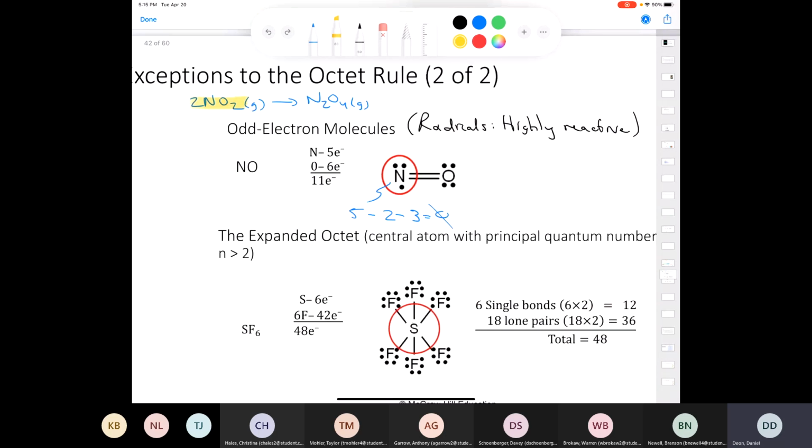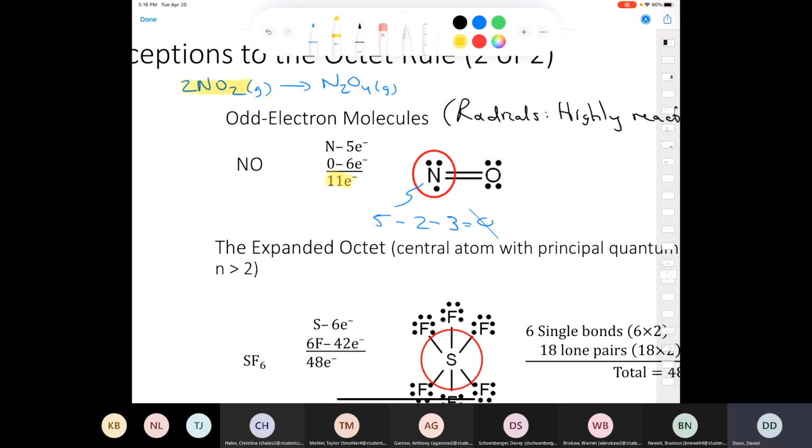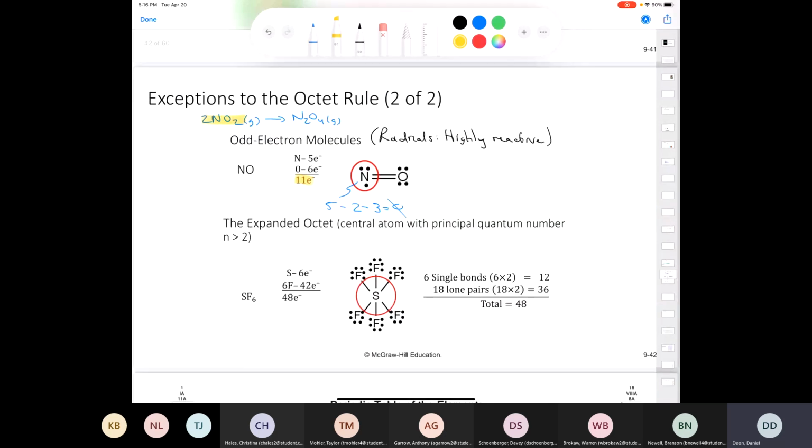Again, I just want to point out, I might have forgotten to say here that when you have the molecule NO, it has 11 electrons. And so since you have an odd number of electrons, you end up with an unpaired electron, which again produces that radical, which is highly reactive.